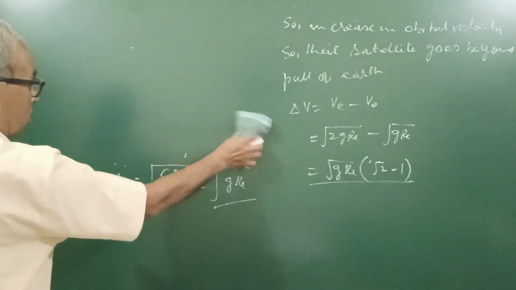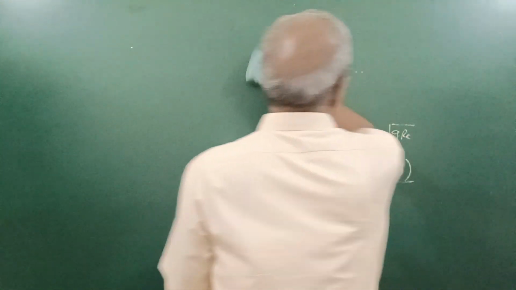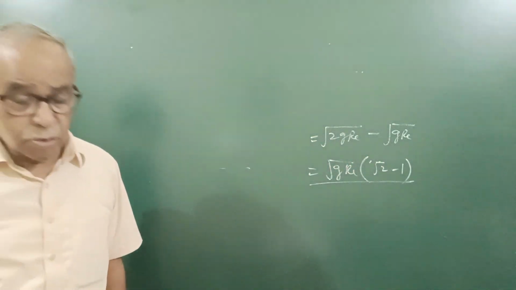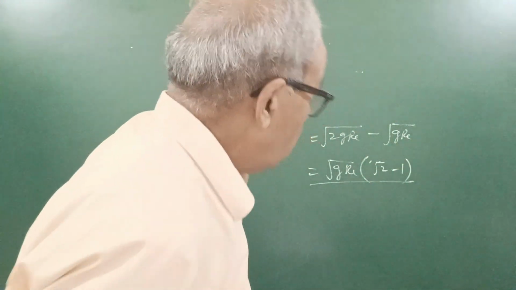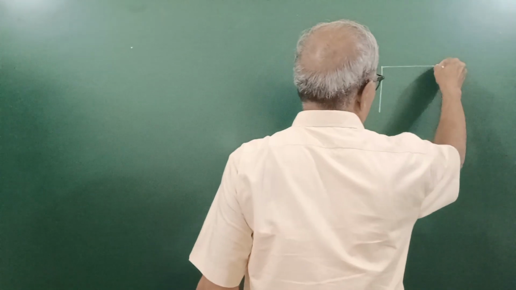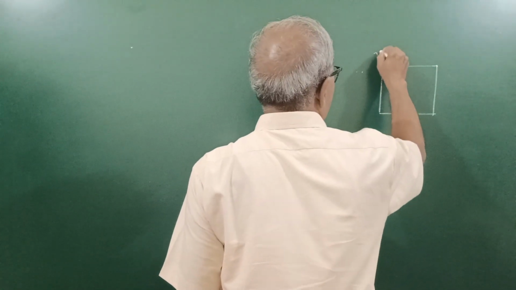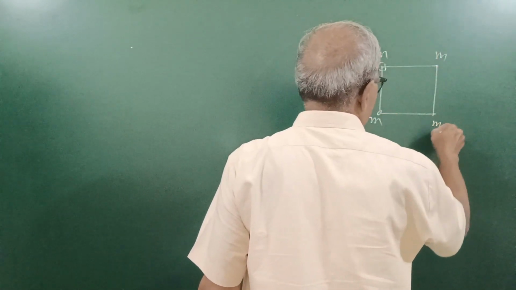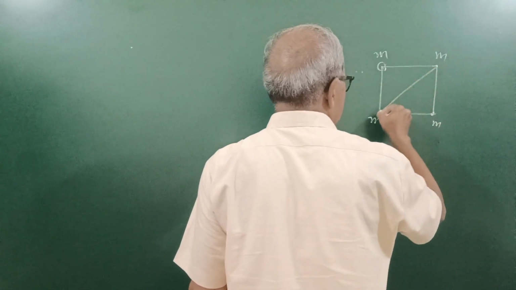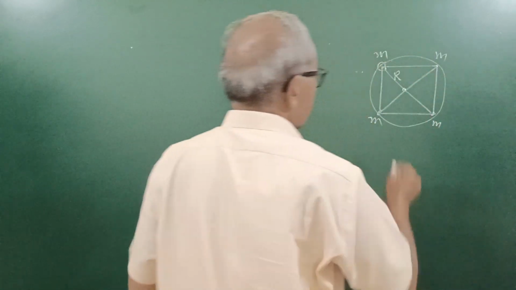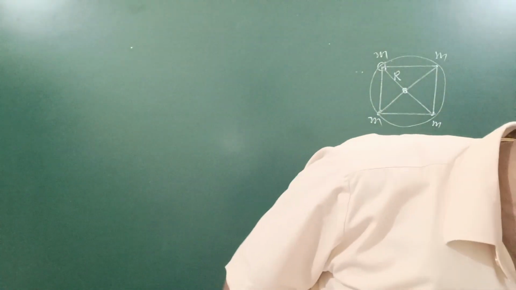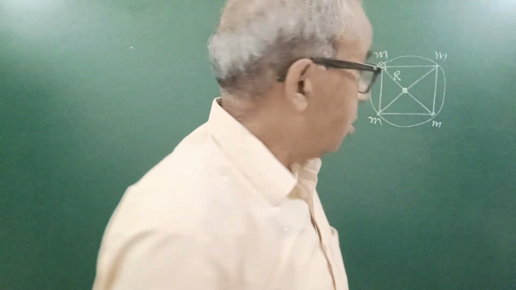Next question. There is no end, dear students, for these questions. Now there is a very good question here. Four masses are placed on the vertices of a square. Each mass is M. They are orbiting in a circular path of radius R. A radius R is given. The four masses M are equal.